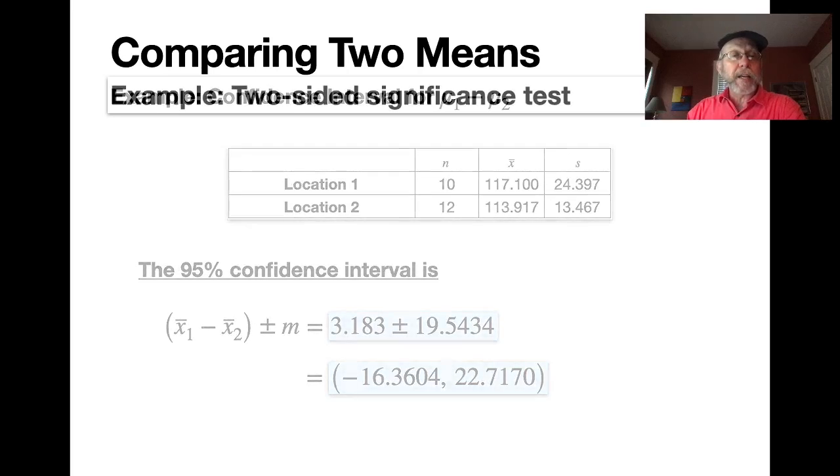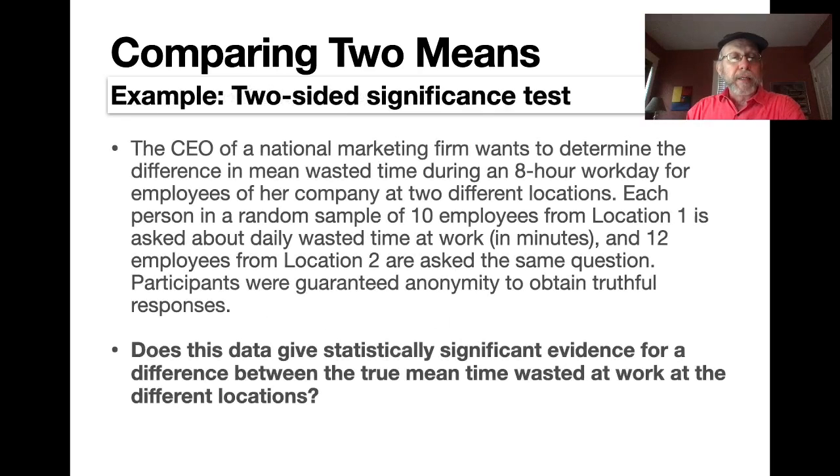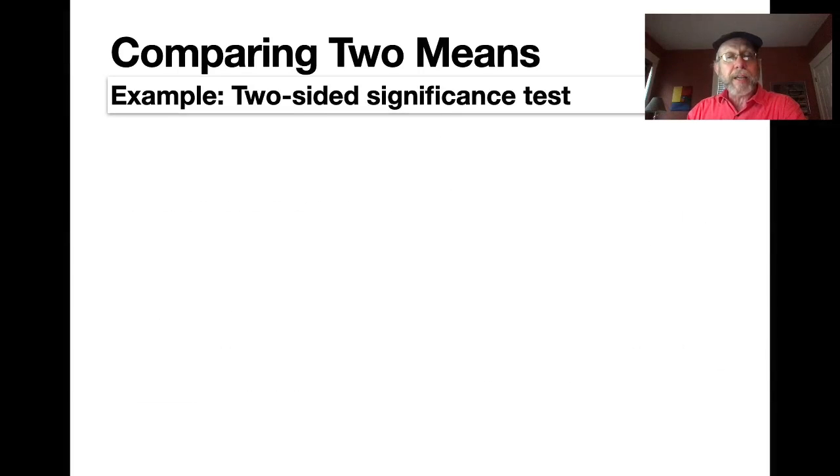Let's think about a significance test. Again, same situation. Does the data give statistically significant evidence for a difference between the true population mean time wasted at work in the different locations? Well, in a situation like this, our null hypothesis would be that there's no difference, right? That's typical for the null hypothesis. No difference, no change. And so we would write that as the null hypothesis that the difference between population means is equal to 0.